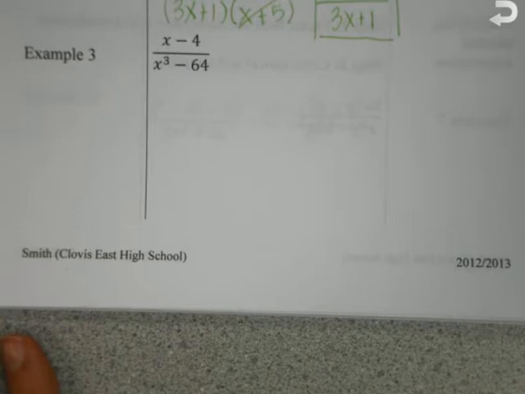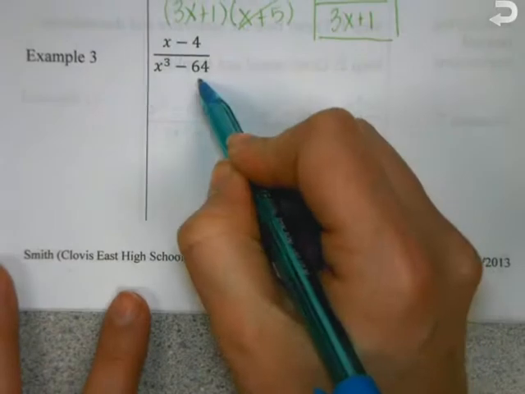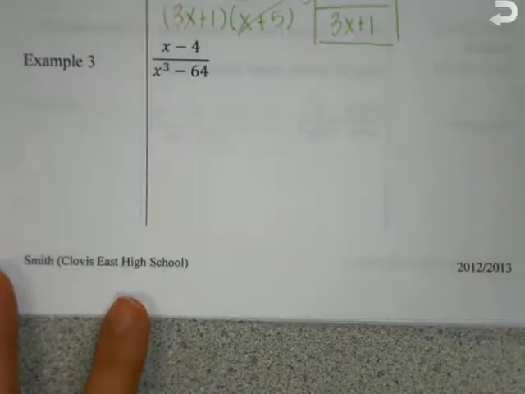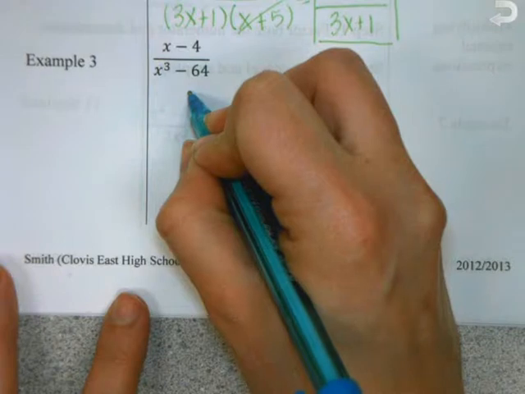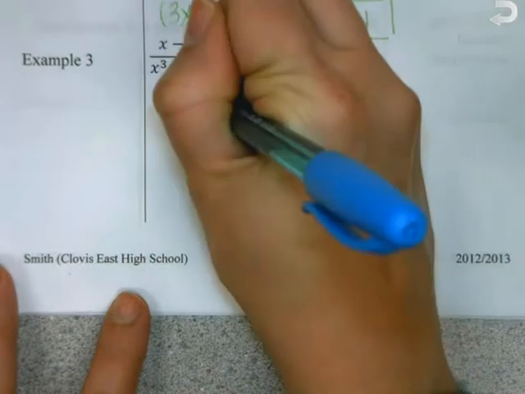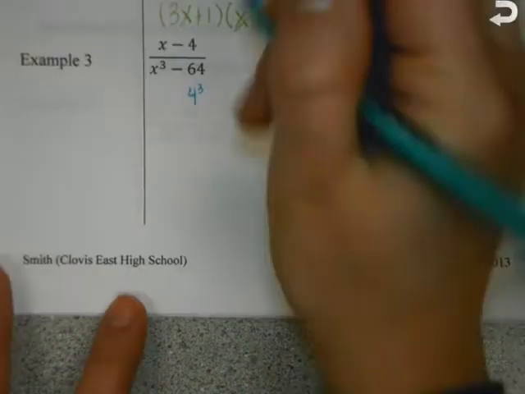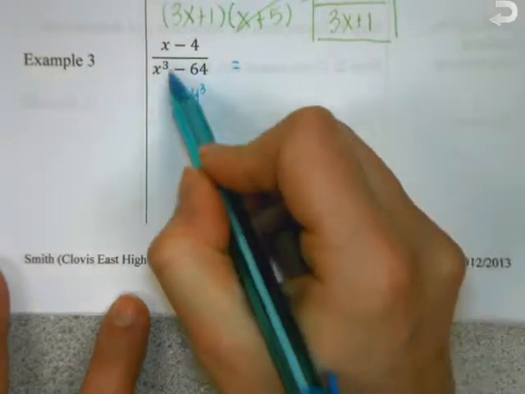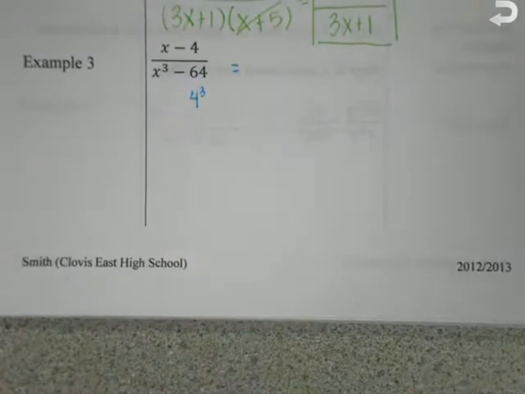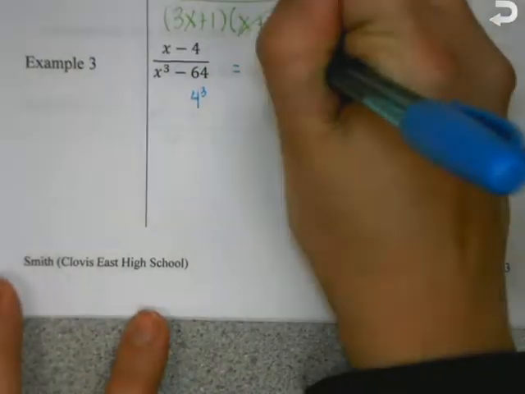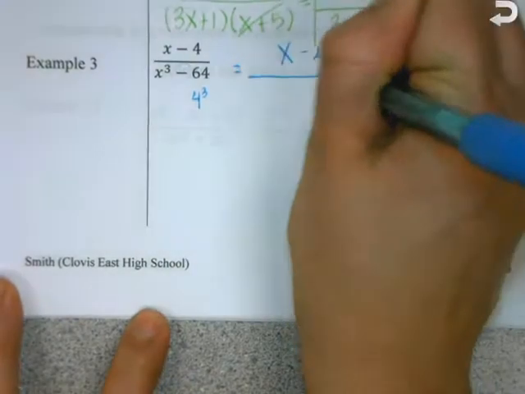Difference of cubes. Is 64 a cube? Yeah, what times itself 3 times gives me 64? 4 cubed. Okay, so we don't have to worry about the negative because it's the difference of cubes. So on the numerator we have x minus 4. That didn't factor. What was the acronym for factoring cubes?